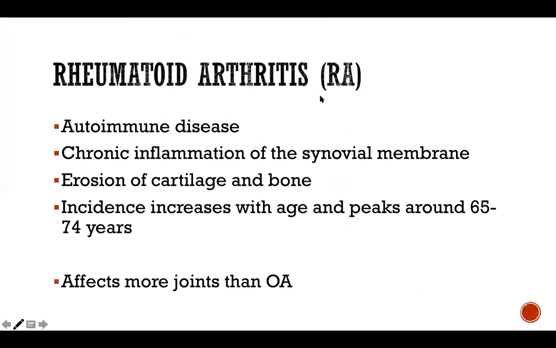All right, our second type of arthritis we're going to talk about, rheumatoid arthritis. Rheumatoid arthritis is different from osteoarthritis in that it is an autoimmune disease, meaning the body is attacking itself and creating an inflammatory response to its own tissues. Specifically, the inflammatory response happens in the synovial membrane, and this is the membrane that surrounds the joints.